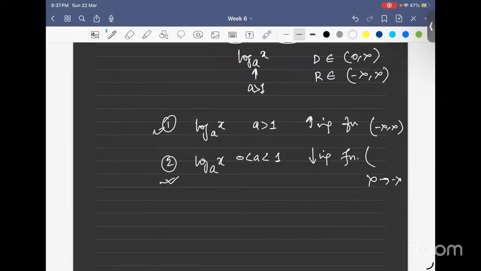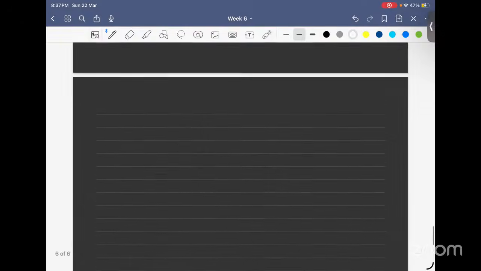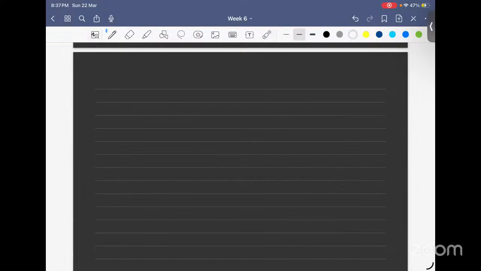Now we'll discuss some of the properties of a logarithm function. There are some proofs also, but I don't think those are important for you guys. So we'll just think about the laws, the properties of the log function.